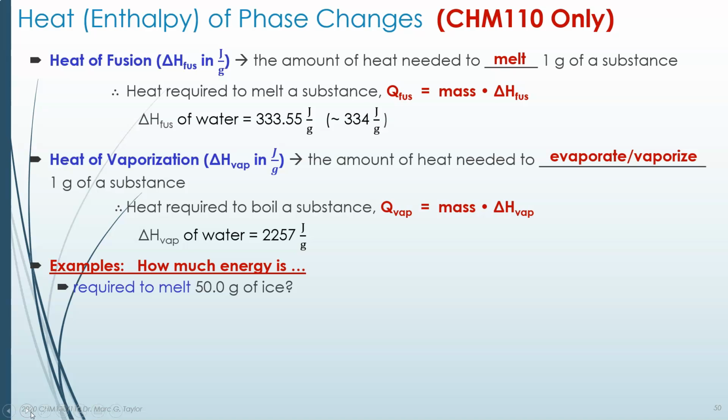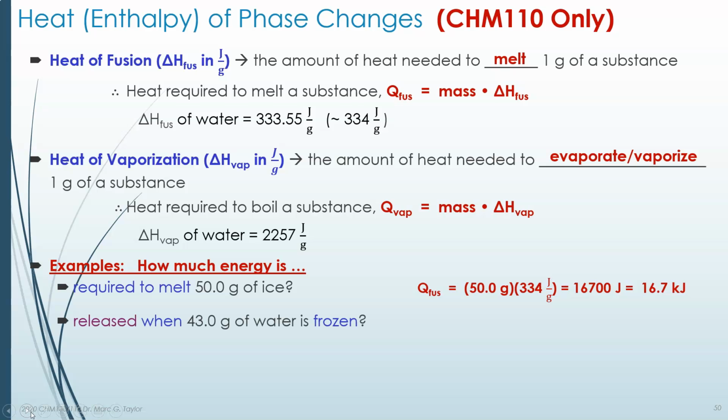What's the energy required to melt 50.0 grams of ice? Well, we know the mass, and we know how much energy it takes to melt 1 gram, that's 334 joules. So we multiply 50 grams times 334 joules per gram, and we get about 16,700 joules, and we usually write this in kilojoules because the amount is so large. So to melt 50 grams of ice requires 16.7 kilojoules of heat. That's a lot of energy.